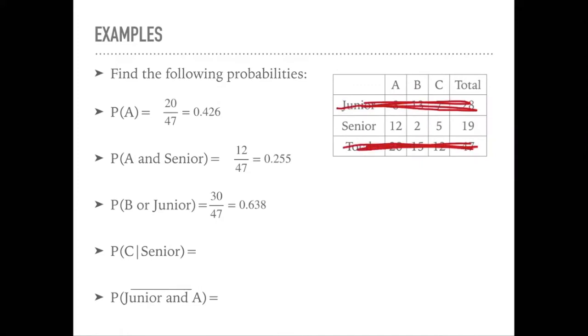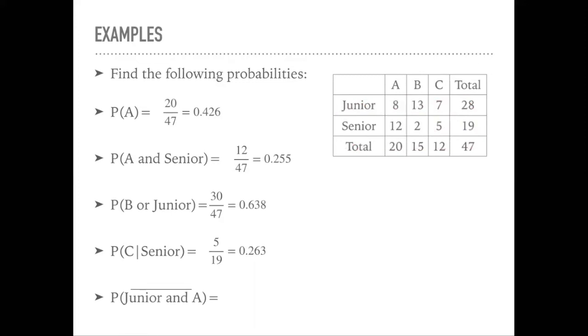So we can ignore anything that's not a senior. We're going to ignore the juniors. We're going to ignore the totals. Now, what's the probability of getting a C? 5/19. Tables make things a little bit easier.